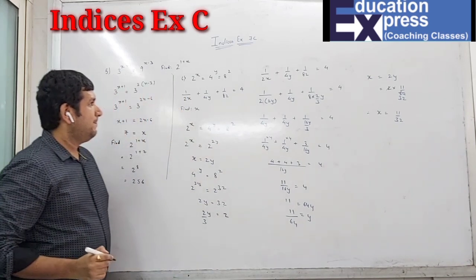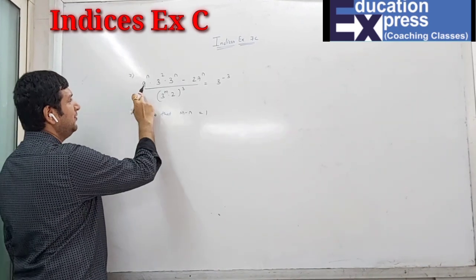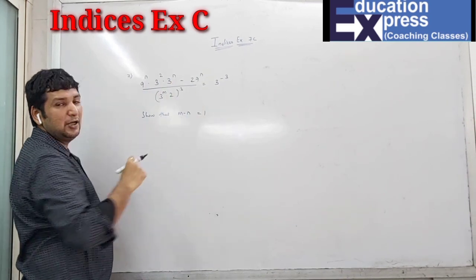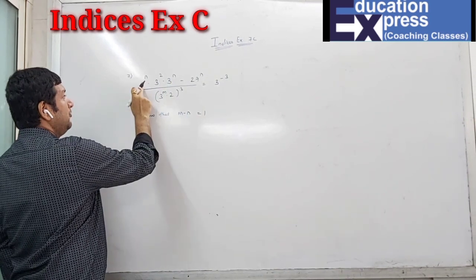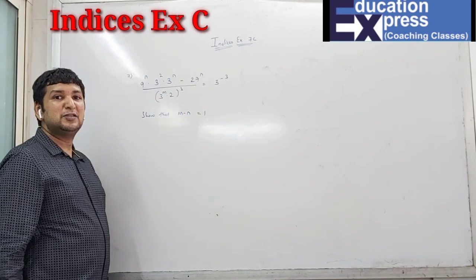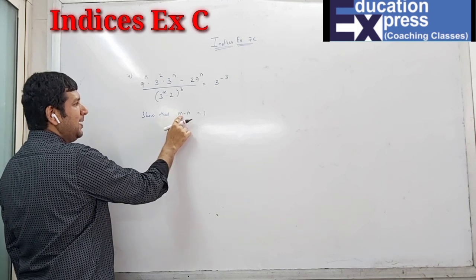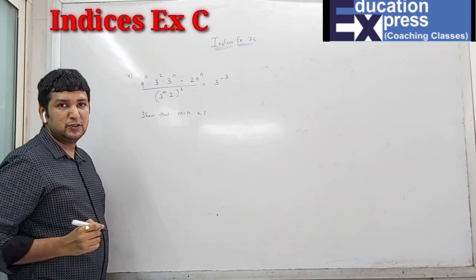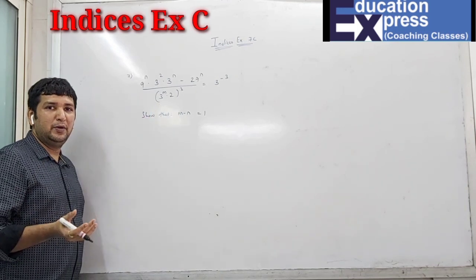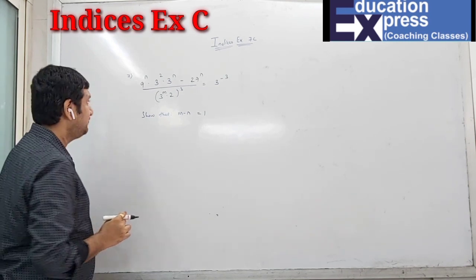Now we'll start the 7th question. In question number 7, you can see that they have given us everything as a base of 3. Obviously here we can get a base of 3 and here also I can get a base of 3. So everything I can convert to the base of 3. And then they've asked me to show that m minus n is equal to 1. So you don't have to find any value over here. We just have to prove m minus n equals 1.